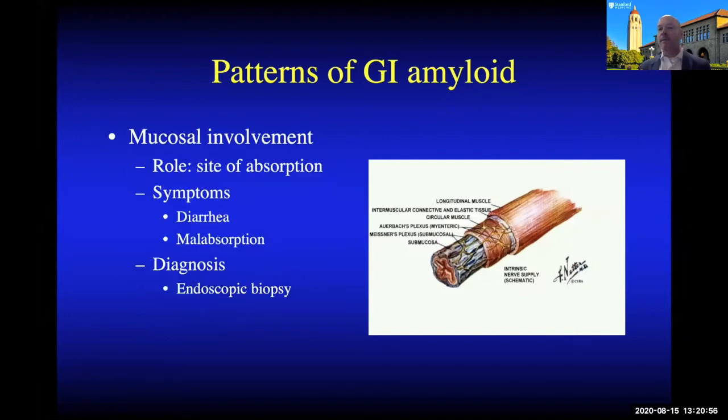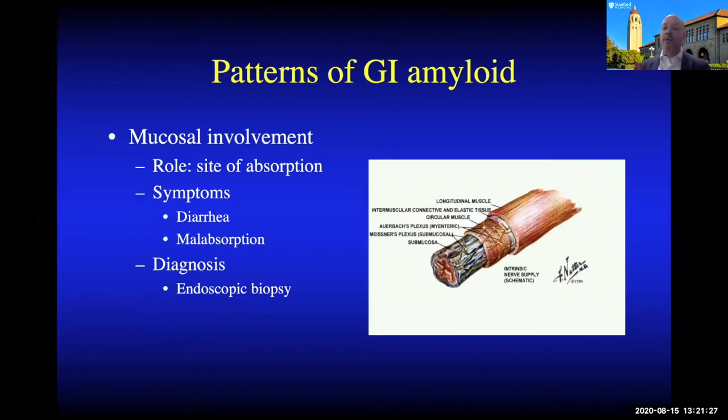And the type of symptoms are going to vary based on where the amyloid is primarily felt. And so if it's mostly present within the mucosa, or if there's a significant amount of mucosal involvement, then the main thing that we tend to see is a change with absorption. And what that means is that there's diarrhea, there's malabsorption, there's bloating, there's weight loss. And this is a diagnosis that we can make with endoscopy.